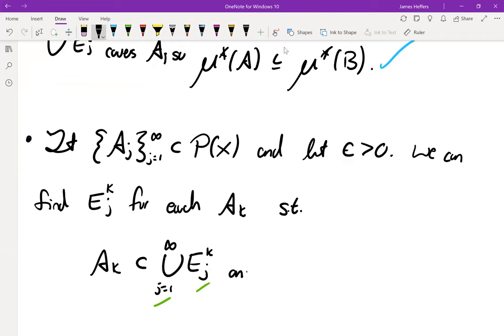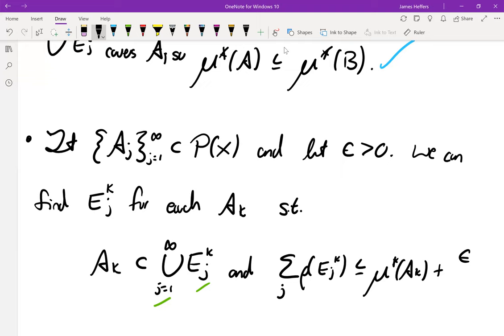And that the sum of rho of the E_J^K, we could make it as small as we want, because mu star of A_K is an infimum. So we could make this as small as we want. We can make it a little less than mu star of A_K plus some really, really tiny number, which we're going to choose to be epsilon over 2^K. And again, that follows from the fact that this is an infimum.